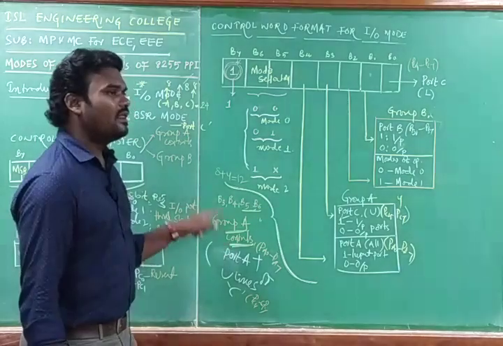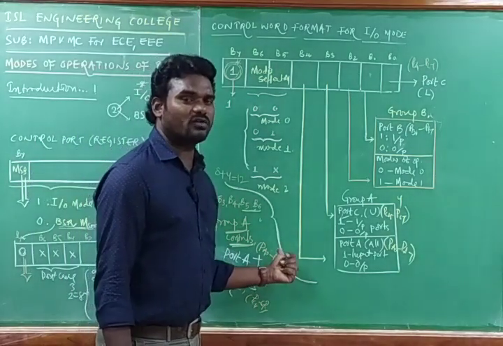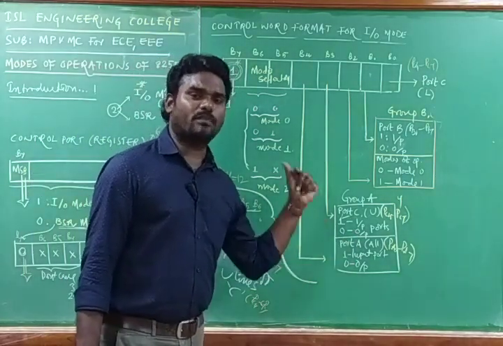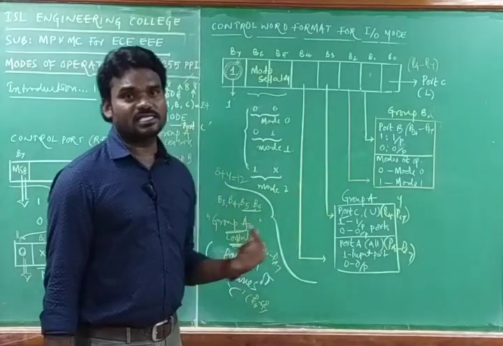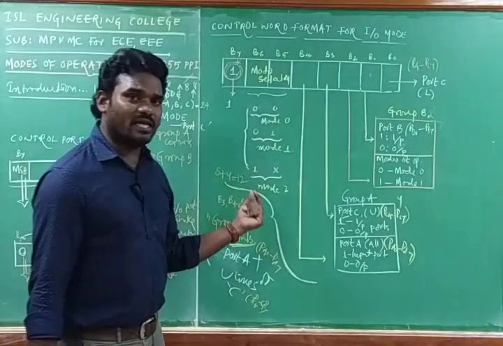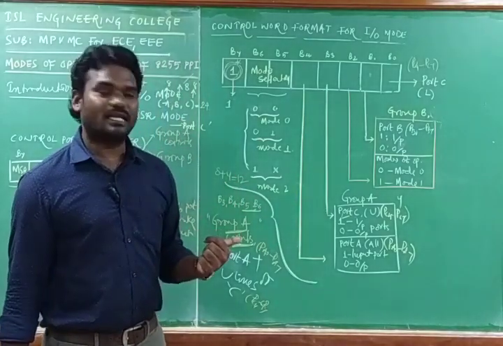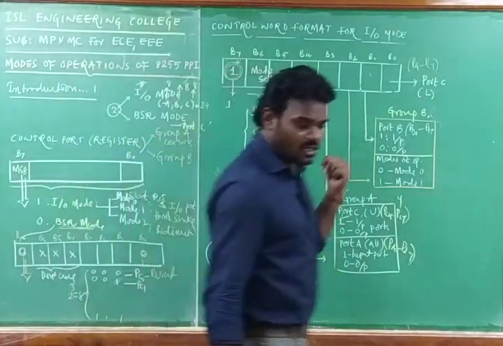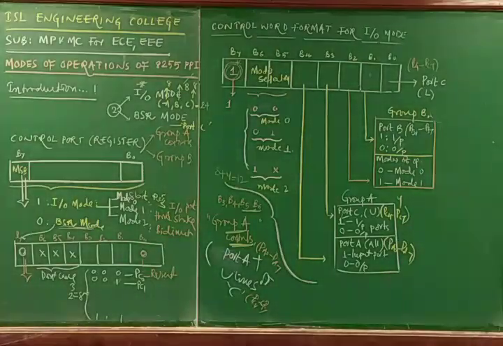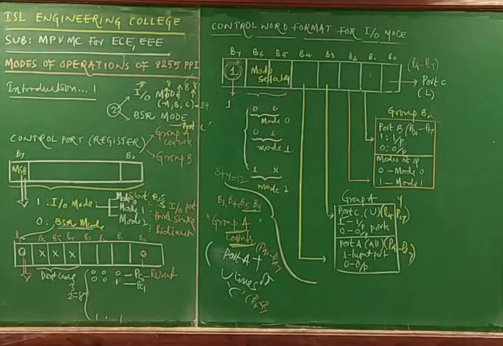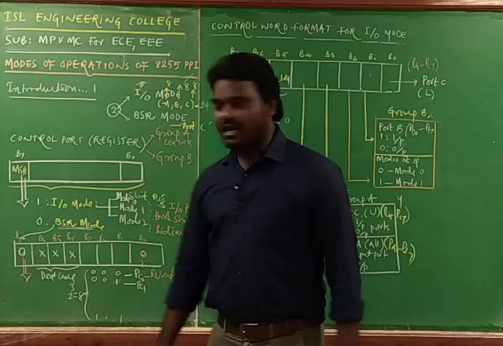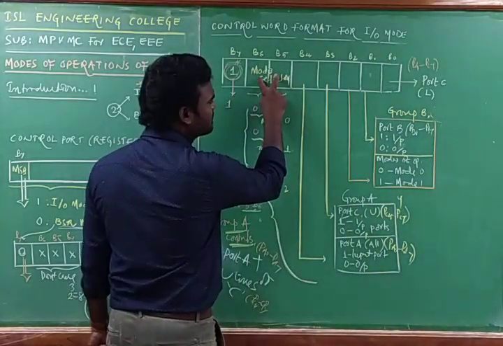That means it has 12 signals. What are the 12 signals? Port A signals plus the upper lines of port C signals. Port A signals are PA0 to PA7 and the upper lines of port C are PC4 to PC7. That means this is the group A controls.